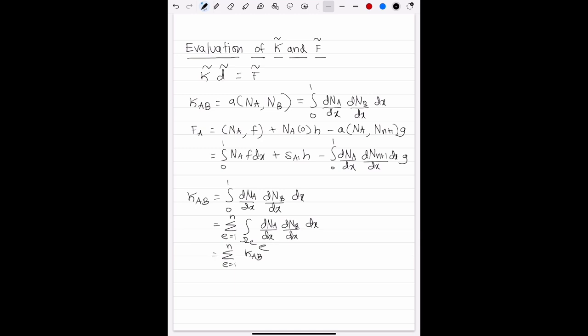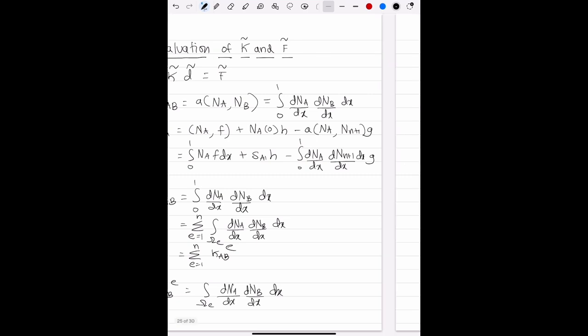Here K_AB^e is basically the contribution of element e to the global stiffness matrix K and can be defined as the integral over the domain of particular element e of dN_A/dx dN_B/dx.